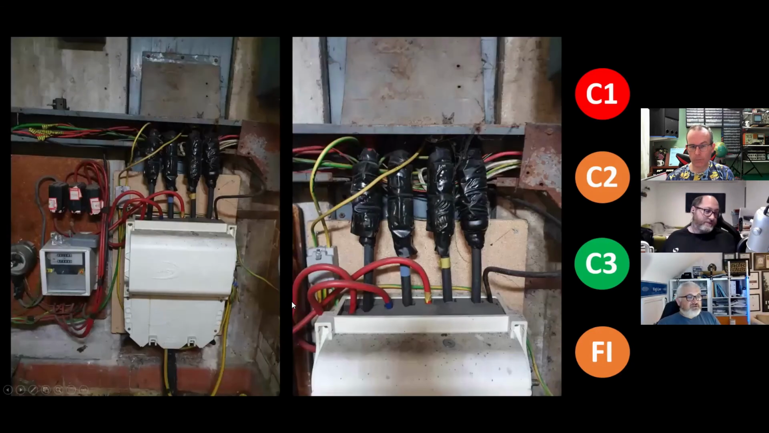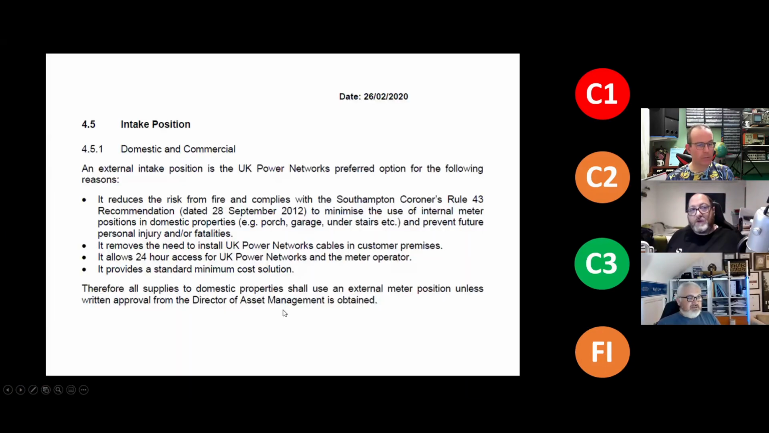Right, so just a quick one. So that's the end of the photos. I want to go through a few little bits of text, if that's okay, and not many. So this is from the DNO intake document, 26th of February. Domestic commercial. An external intake position is the UK Power Networks preferred option.